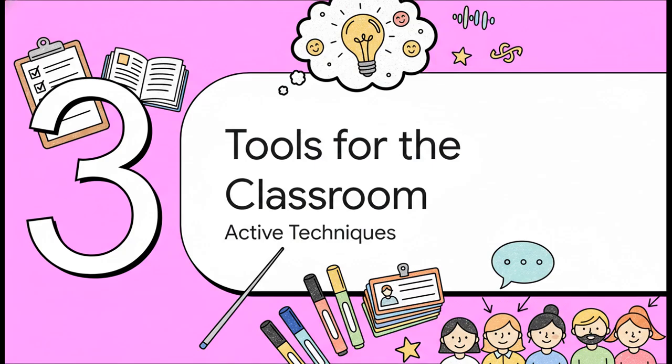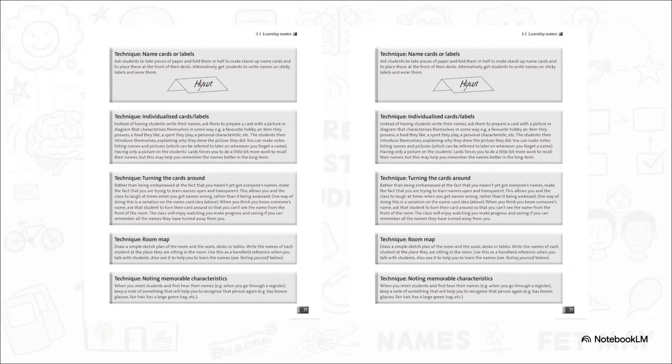Okay, section 3, tools for the classroom. This is where we get into the really hands-on, practical stuff you can start using the second your students walk in the door. Ah, the name card. A total classic, right? And for good reason. You've got your standard folded card, which is great. But check out this other version, the individualized card. Instead of just writing their name, students draw something about themselves, a hobby, a favorite animal, anything. That little personal touch creates a much stronger hook for your memory and for their classmates too.